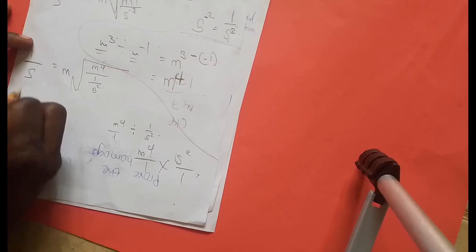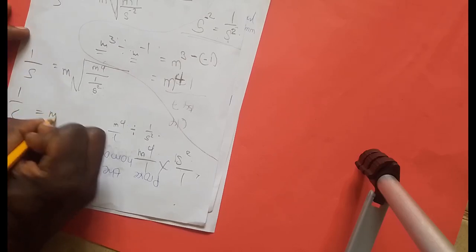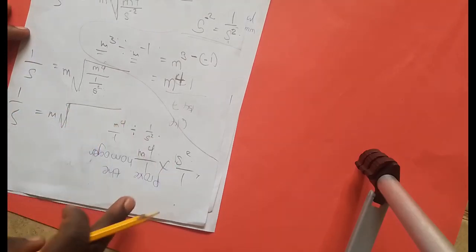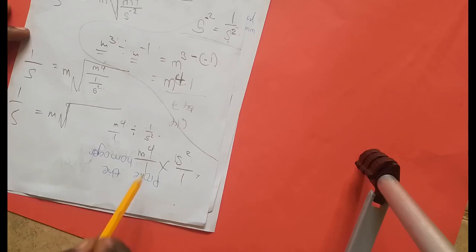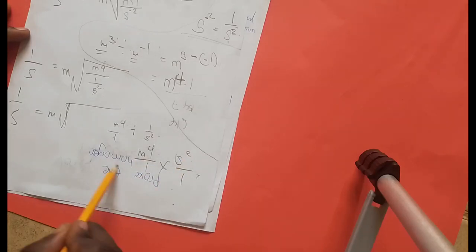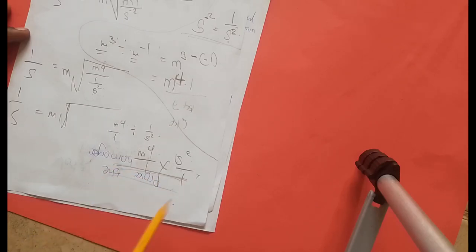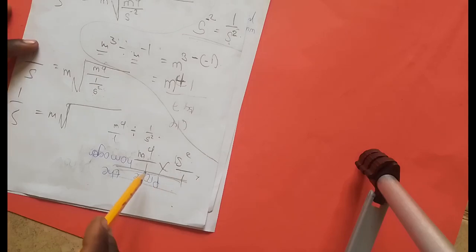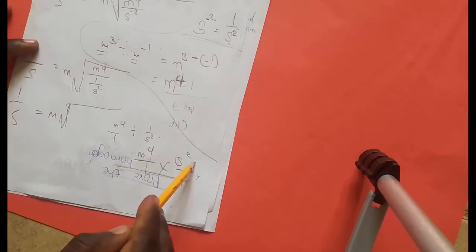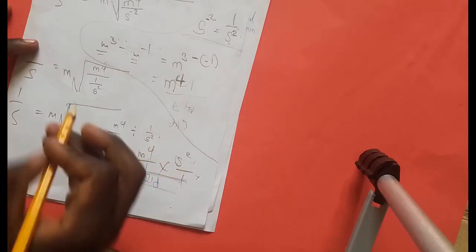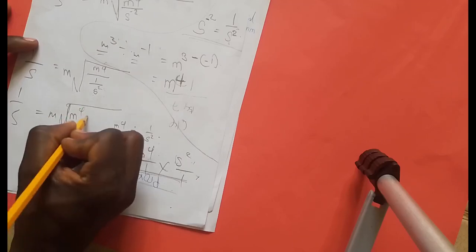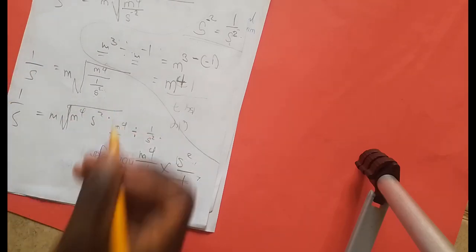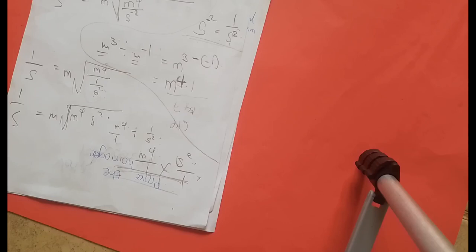So 1 over s is equal to m under the square root sign. What do we get if we multiply m to the power 4 over 1 times s to the power 2 over 1? The over 1, we ignore. Anything divided by 1 will just remain the same. So m to the power 4 times s to the power 2 gives m to the power 4 s to the power 2.